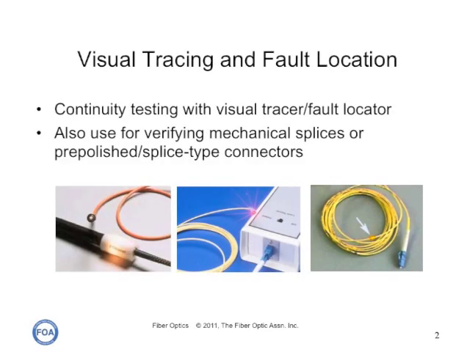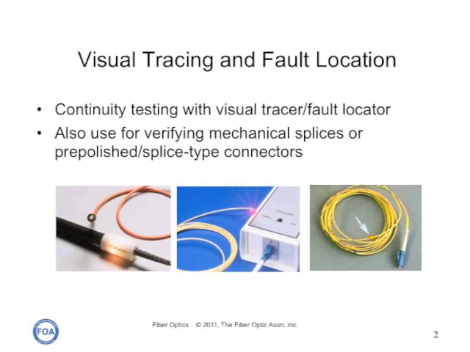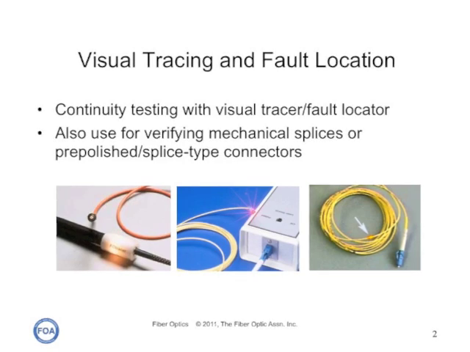There are two types of visual instruments used with fiber optics. A tracer, which is a low-power device using a typical LED or maybe even a flashlight bulb, is used with multimode cables to trace cables and check polarity.